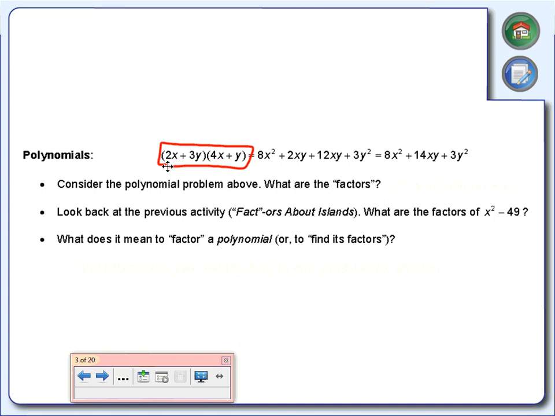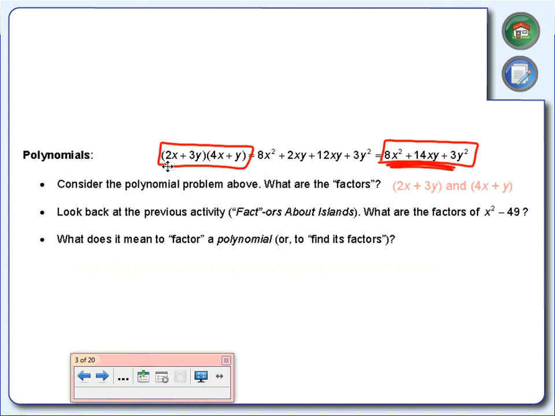This right here are two polynomials. And in order to multiply them, they did the FOIL method, and this is the answer we got. That was the answer, just like your homework. So it says here, consider the polynomial problem above. What are the factors? In other words, this thing right here. What did they multiply together to come up with this particular answer? What was it they multiplied?